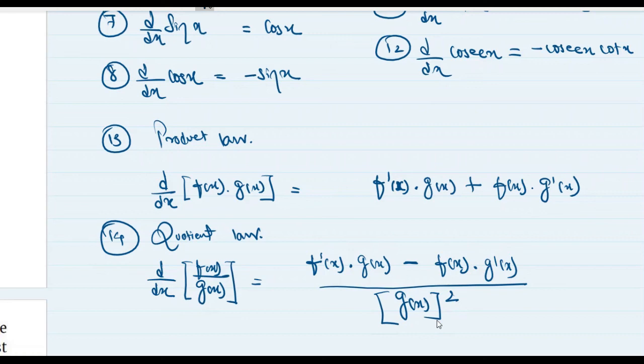Okay, so let's take an example of each to understand. Suppose we have a function, let's say y is equal to x raised to 4 multiplied by sine x, and we have to find dy by dx, that is the derivative of the function y. Now as you can see, there is a product of two functions. x raised to 4 is one function and sine x is another function. So we will use the product law.